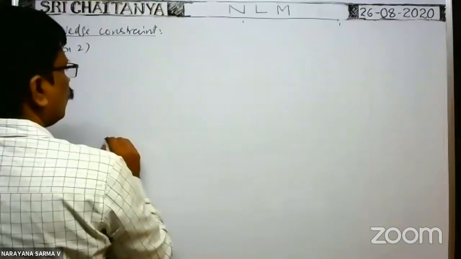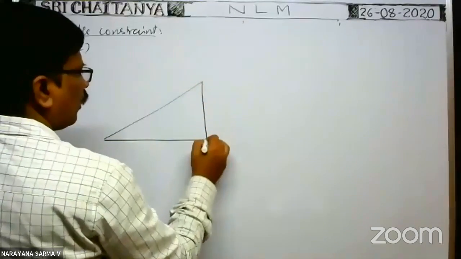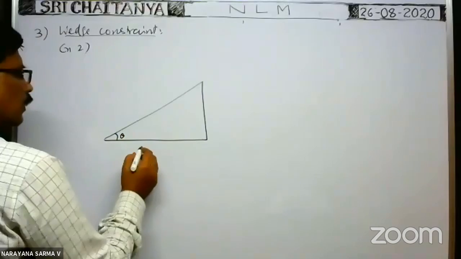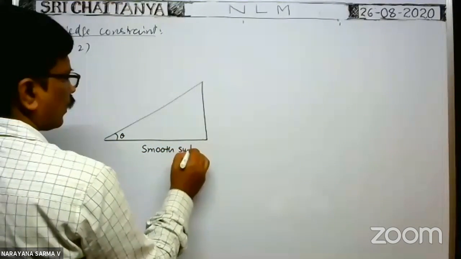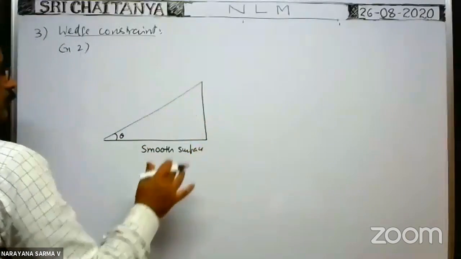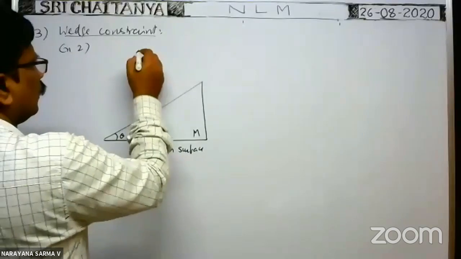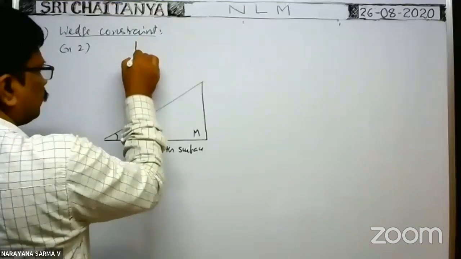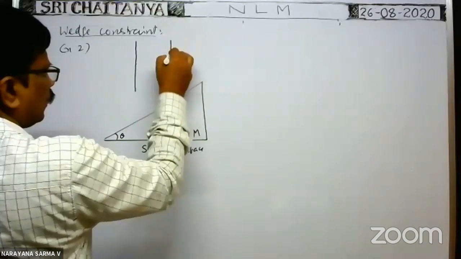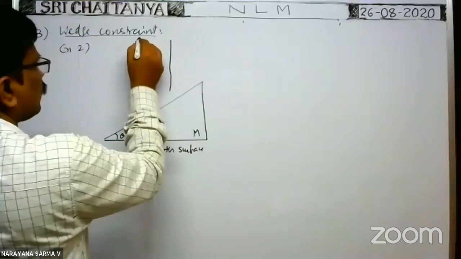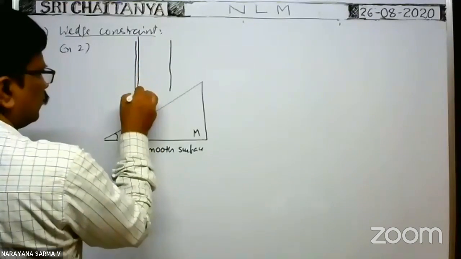Suppose there is a smooth wedge. The wedge of angle of inclination theta is kept on the smooth horizontal surface. It is a smooth wedge having mass capital M. Now one cylinder is restricted to move vertically downwards only.